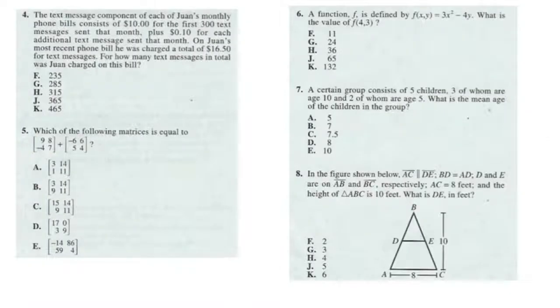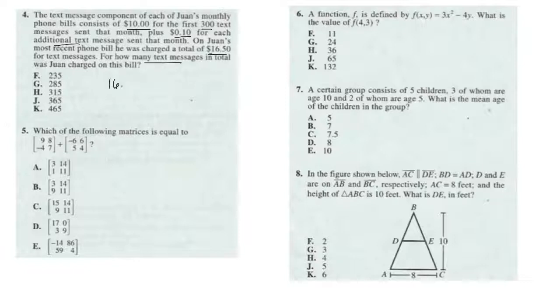Okay, so the next one, we see that we have a bill of $10 for the first 300 messages, and then 10 cents for each additional message. And the total bill for this was $16.50. So we need to know how many text messages.